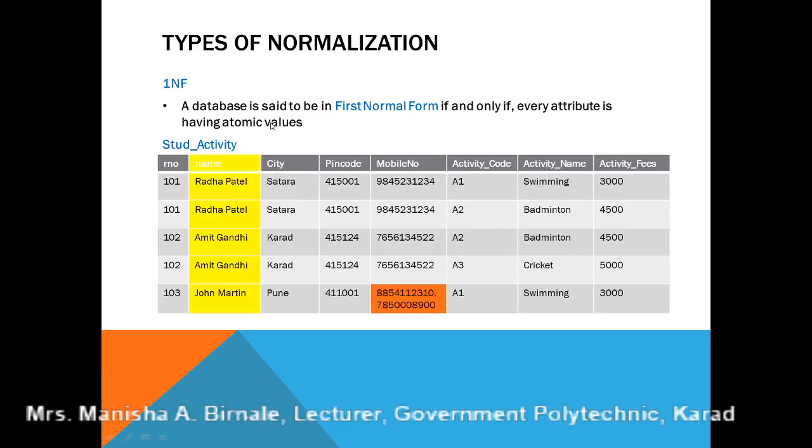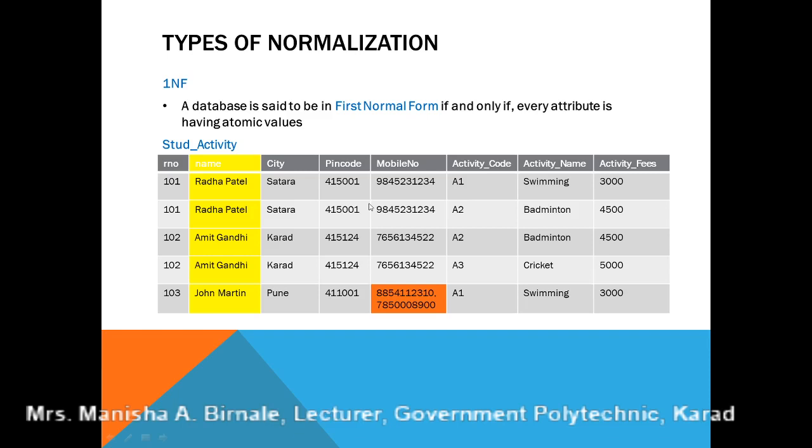Let us see one example. This is an unnormalized table. There are fields like roll number, name, city, pin code, activity code, and so on. It is the same example which we have seen in the previous lecture. The primary key of this table is roll number comma activity code, a composite primary key. So this is an unnormalized table.